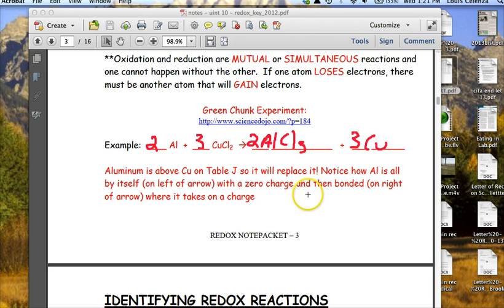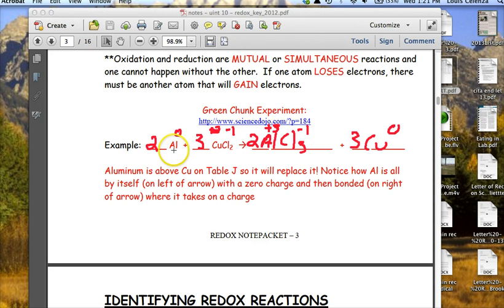Notice how Al is all by itself on the left side of the arrow with a 0 charge, and on the right it takes a charge. So aluminum is by itself, so any element that's by itself is 0. So both of these are going to be 0. Now if we go back here, and this is not anything new, we've already done this before. Copper is a +2 because since chlorine has 2 of them, chlorine's a -1. And again, aluminum is a +3, and again, chlorine's a -1.